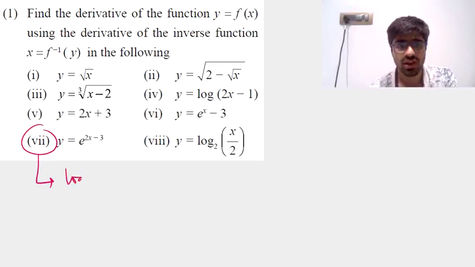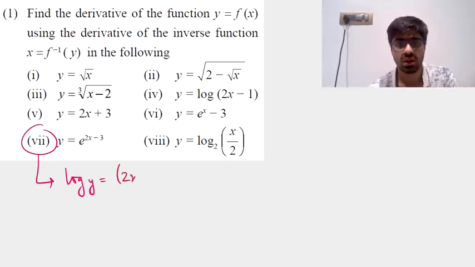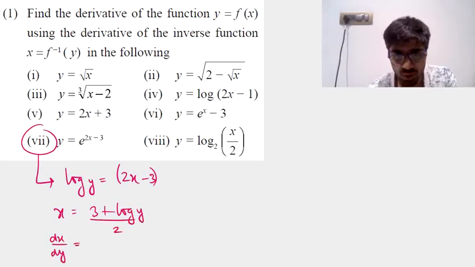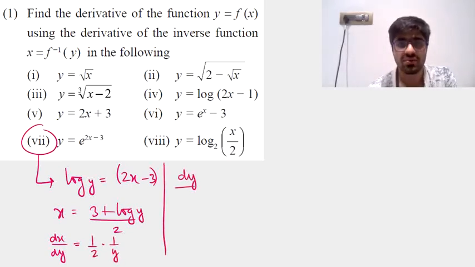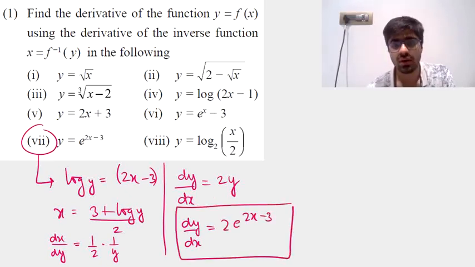We again take a log, so we have log y as log of e power 2x minus 3. 2x minus 3 comes out, into log e, which is equal to 1. x becomes 3 plus log y the whole divided by 2, and then you take a derivative, so you have dx by dy, which will be 1 by 2 into 1 upon y, and finally dy by dx will be the reciprocal of whatever we have here, and that will be equal to 2y. So dy by dx is 2y, and in place of y we just put e power 2x minus 3. So we have 2 into e power 2x minus 3.